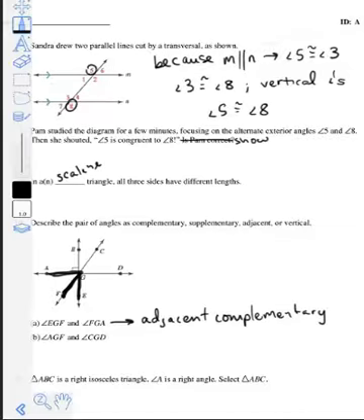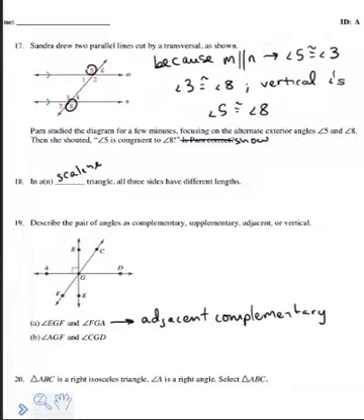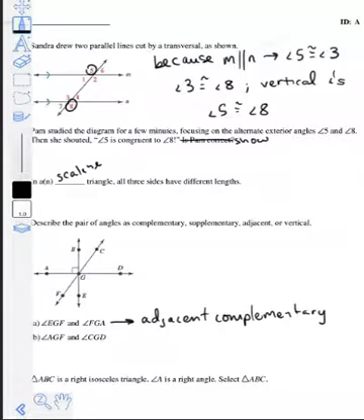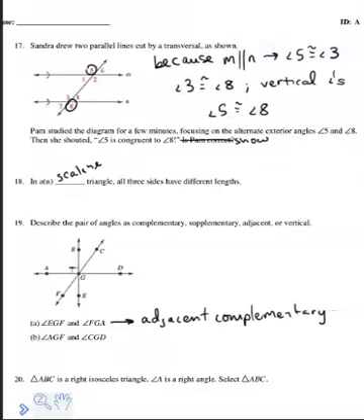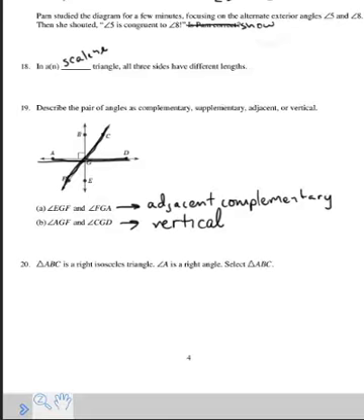You have to use markings on the diagram. The marking given here means that that angle is 90 degrees, and this is a straight angle, so that also means that the other has to be 90.